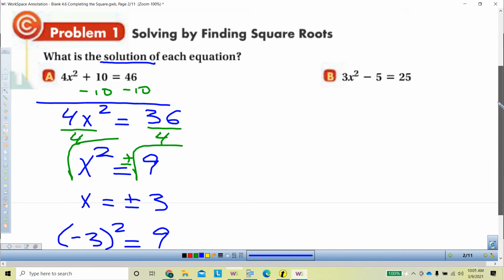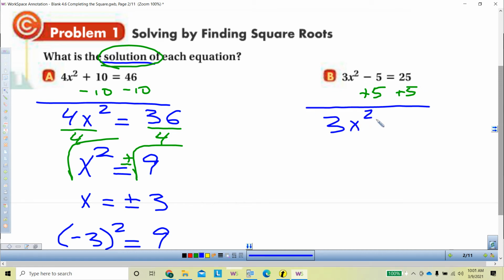The B problem on the right side here, again, we're just solving for x. You know to do that because you see that solution. So we're going to add 5 to both sides, and we get 3x squared equals 30. Then all we got to do is divide by 3 on both sides. We get x squared equals 10.